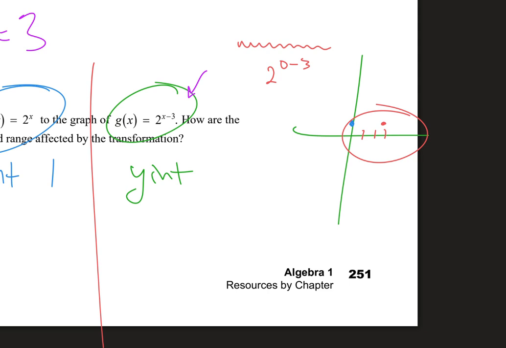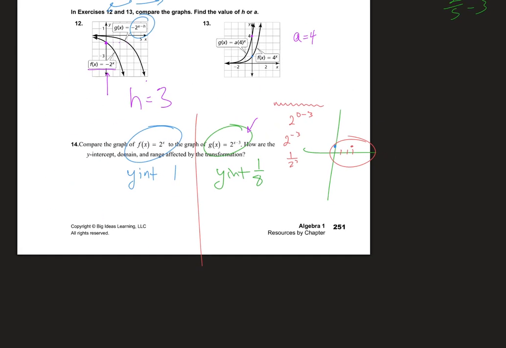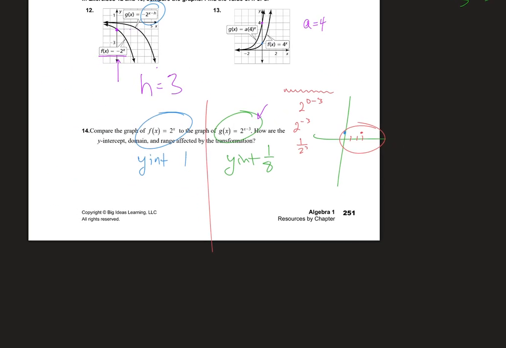You plug in 0 for x, 2 to the -3rd power. That is 1 over 2 cubed, which is 1/8. Okay. The domain is going to be all real numbers. The range is going to be y is greater than 0.